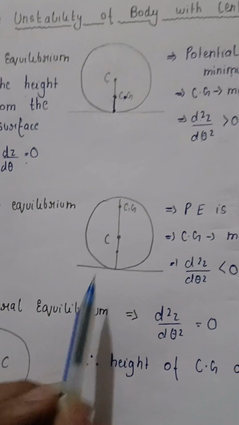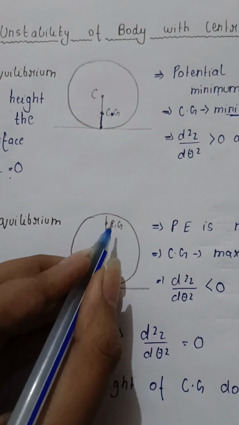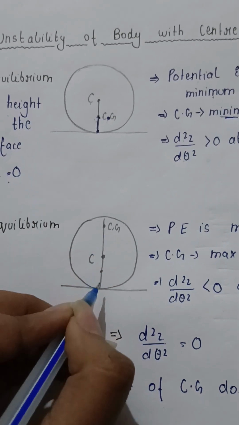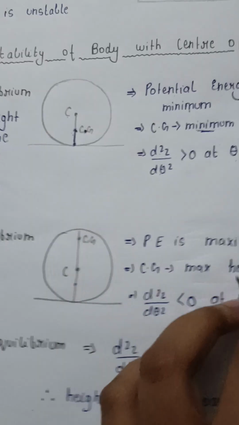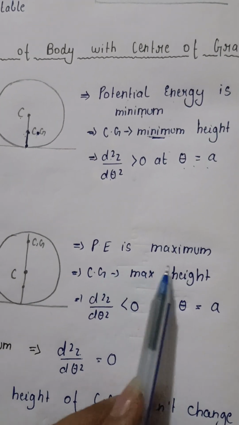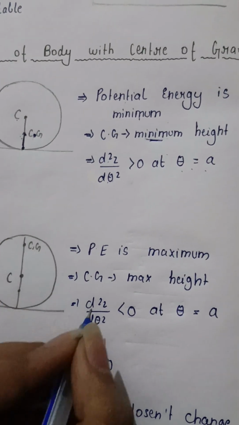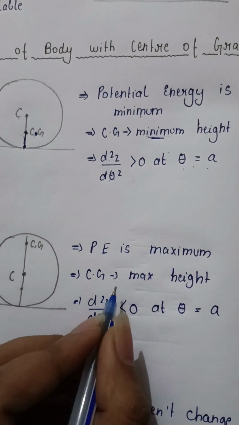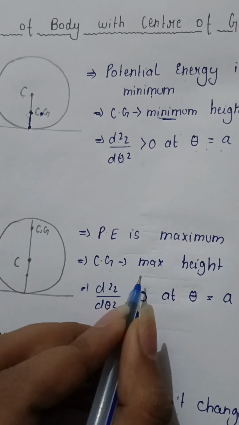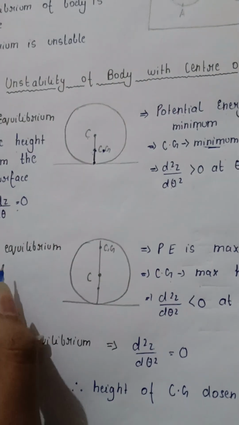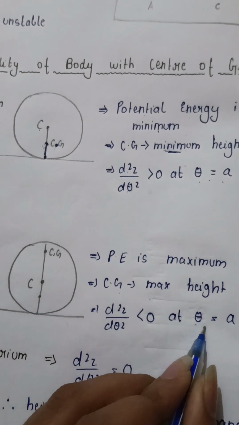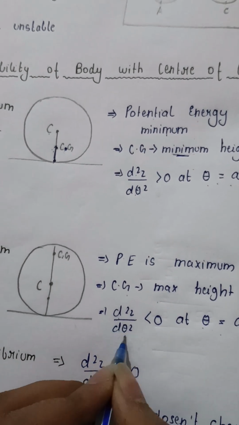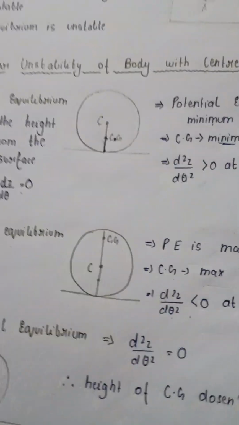Now in unstable equilibrium we see that the center of gravity lies on the vertical axis above the geometrical center of the sphere. In this case, the potential energy is maximum and the height of the geometrical center of the sphere is maximum, and it is at unstable equilibrium at theta equals to alpha when d square z upon d theta square is less than 0.